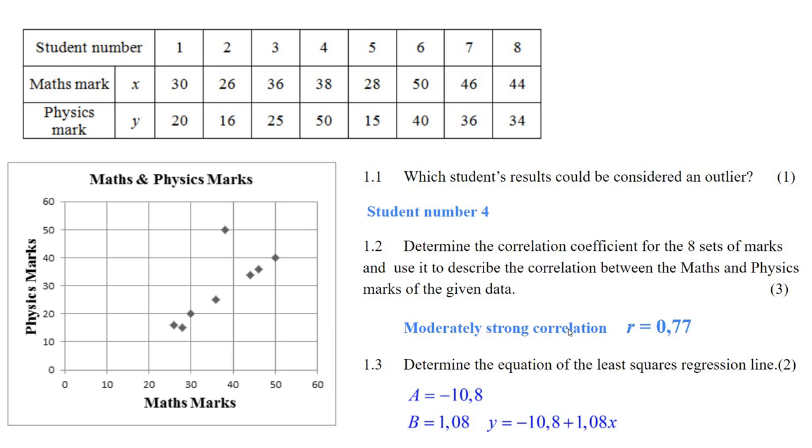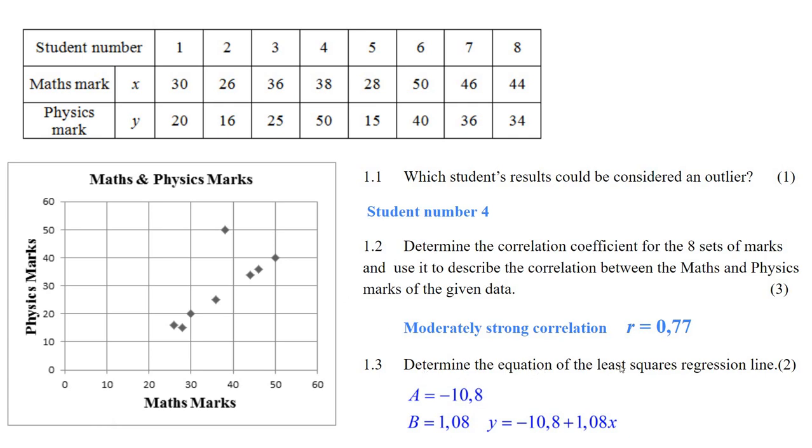So that's moderately strong. If we call 0.5 moderate, then moderately strong would be 0.77. It's not really strong, but it's moderately strong. That's reasonable. And why can we see why it's student number 4? Because it's at 50 here. So it must be the 38 and 50 that's an outlier.